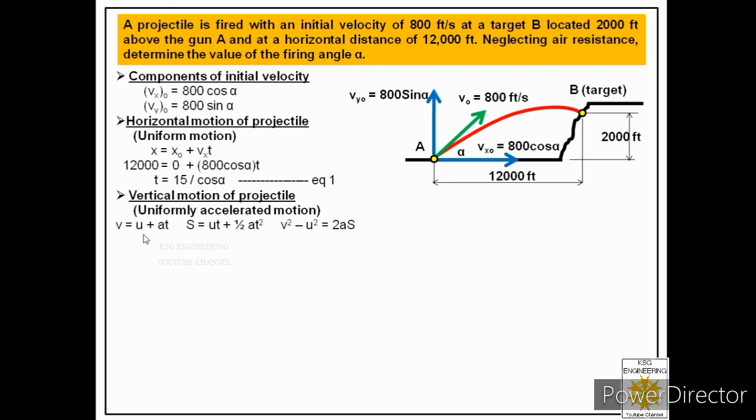The first one is v is equal to u plus at, second is s is equal to ut plus half at square, then next we have v square minus u square is equal to 2as. So let us see which equation we can use over here in order to find the unknowns.